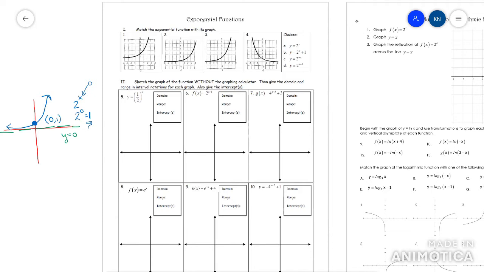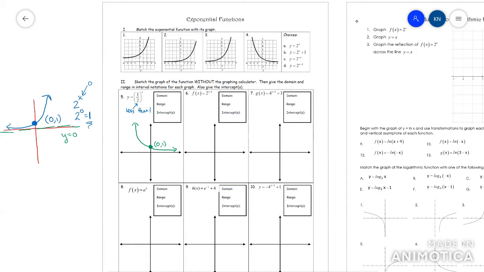1/2 to the x. All right, when your base here is less than 1, it's not like this. It's not exponential growth. Instead, it's exponential decay. And so instead of starting low and going high, it starts high and goes low. Now it still has a horizontal asymptote, and it still has this point here of 0, 1. It just takes a slightly different shape.